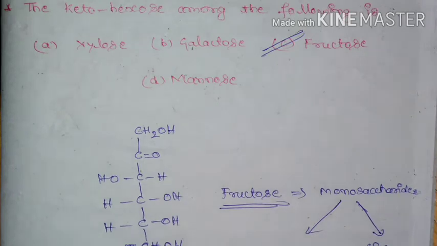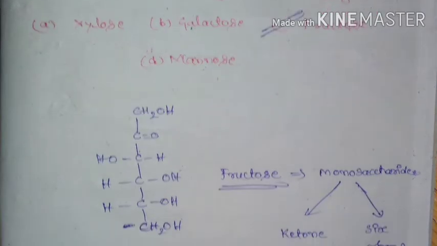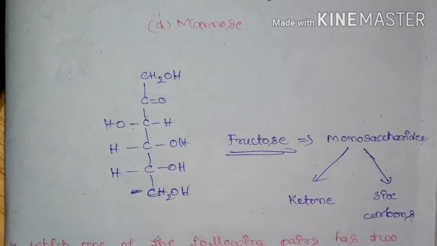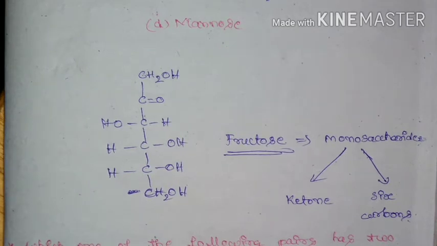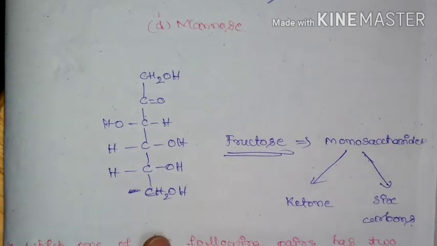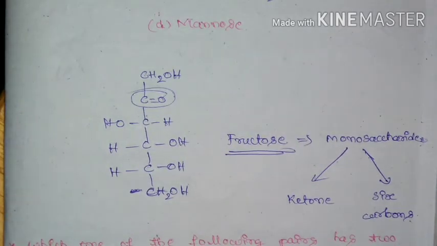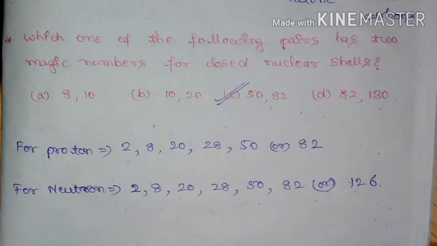Next question: the ketohexose among the following is... The correct option is fructose. Fructose is an example of a monosaccharide, and it has a keto group as well as 6 carbon atoms. Hence it is a ketohexose. This is the structure of fructose. It is a monosaccharide with a ketone group and 1, 2, 3, 4, 5, 6 carbon atoms.